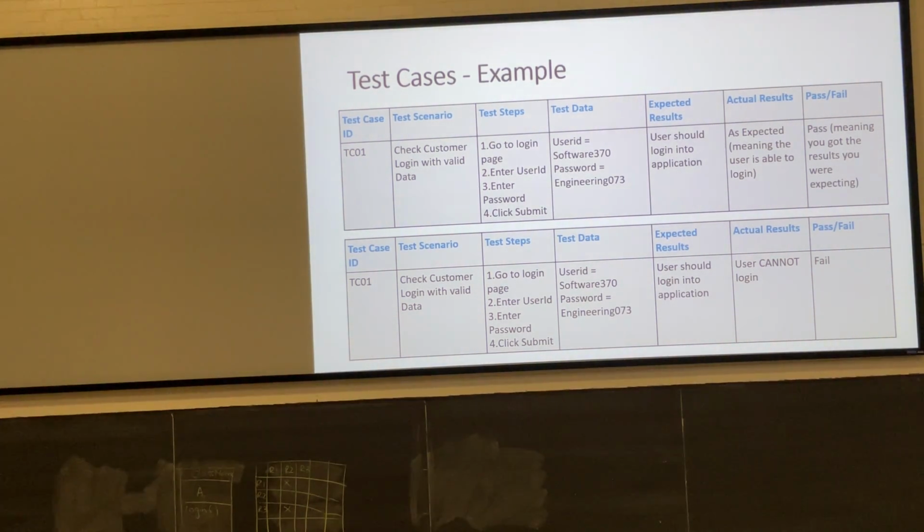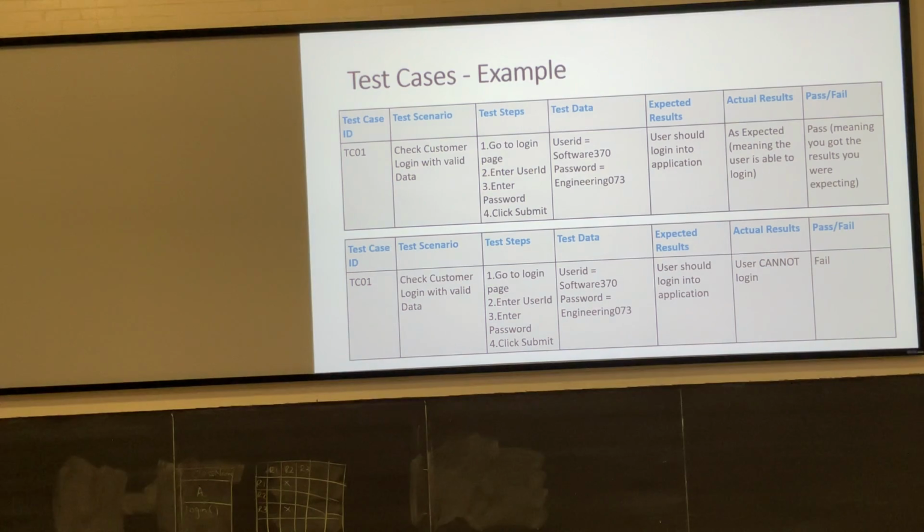And the expected result is what you're expecting even before running the test. Because these are the correct credentials, it should go through, right? You should go to the next page or whatever you are expected to see. So now you actually run the test. You follow all these steps, you give it the data that have been provided to you, and yay, it works. So the actual result is as expected, meaning the user is able to log in. And that means the test has passed, meaning you got the result that you were expecting. The user is supposed to log in, in reality they have been able to log in, so that means a pass.